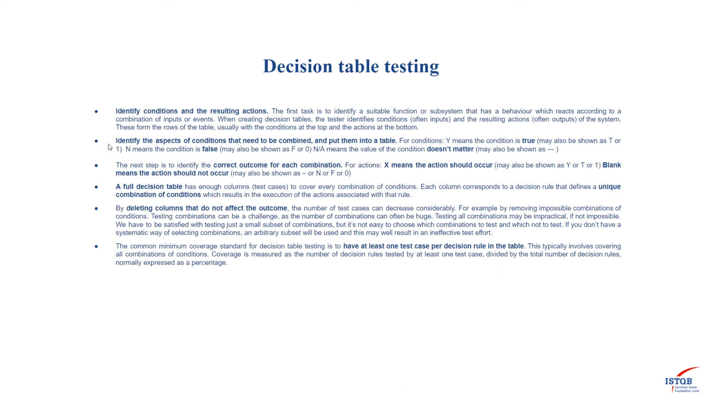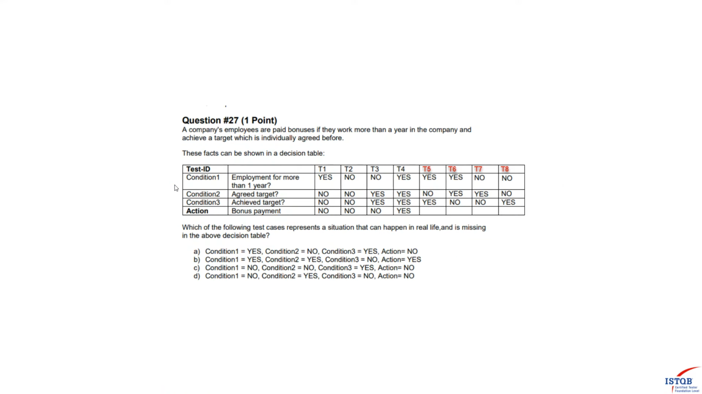Second thing which we need to do is identify the aspects of conditions that need to be combined and put them into a table. Those can be true, false, or doesn't matter. Which means that we need to write all possible conditions. In our case, for example, employment for more than 1 year. It can be only yes or no. Same for second and third conditions. And all possible combinations of those values. Like, employment for more than 1 year, yes. Agreed target is no. And achieved target also is no. Next one, all 3 are no, and so on. Basically it should cover all possible combinations of yes and no.